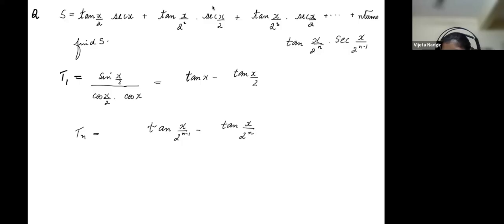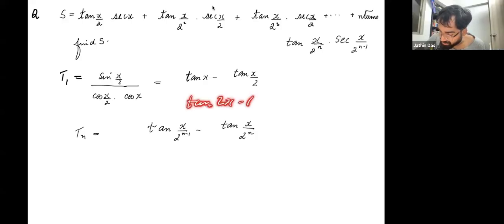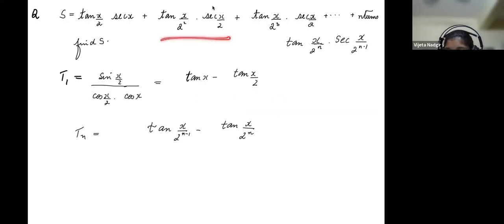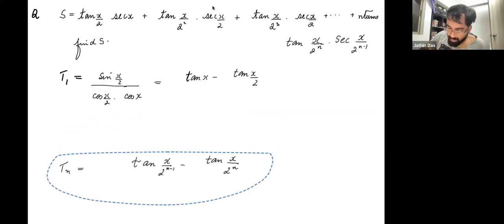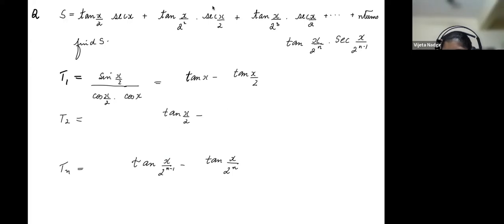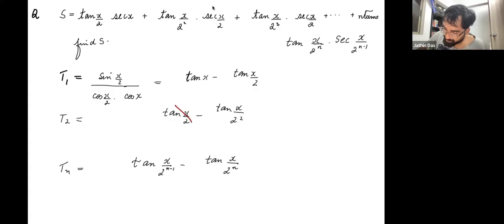And for the second term, the first term was getting cancelled. So I think the next one will be tan 2x minus tan x, no? tan x by 2 minus tan x by 4, x by 2 square. Correct. So the first term is getting cancelled. Okay, good. So tan x minus tan x by 2 raised to n.